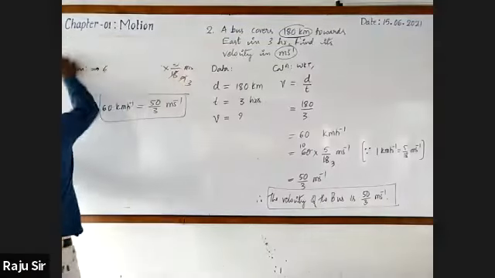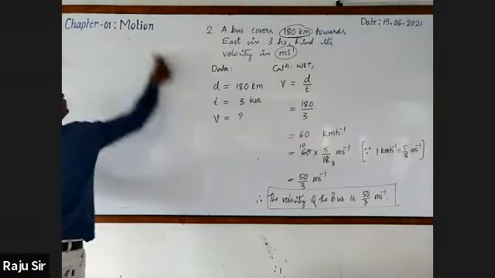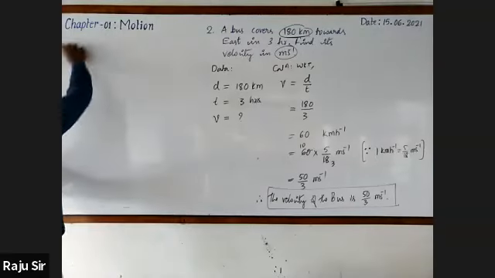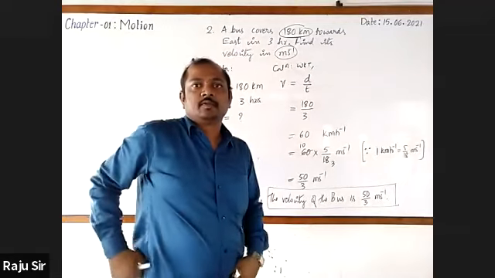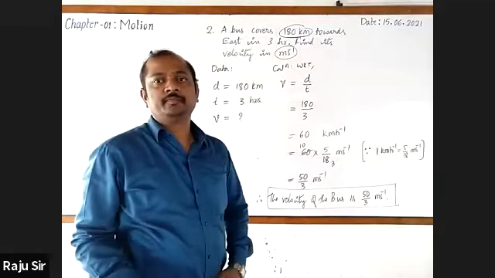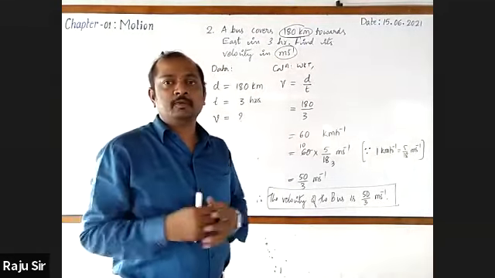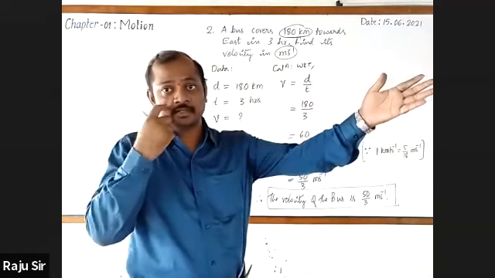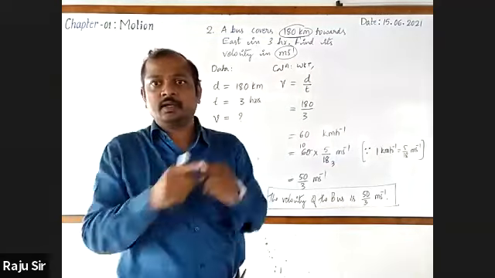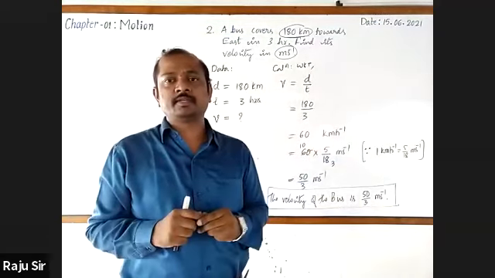Next. Sir, which is the device used to measure velocity? We won't go for using a particular device. For speed, we have the speedometer. As velocity is direction and distance, we will take that and go for measuring it.